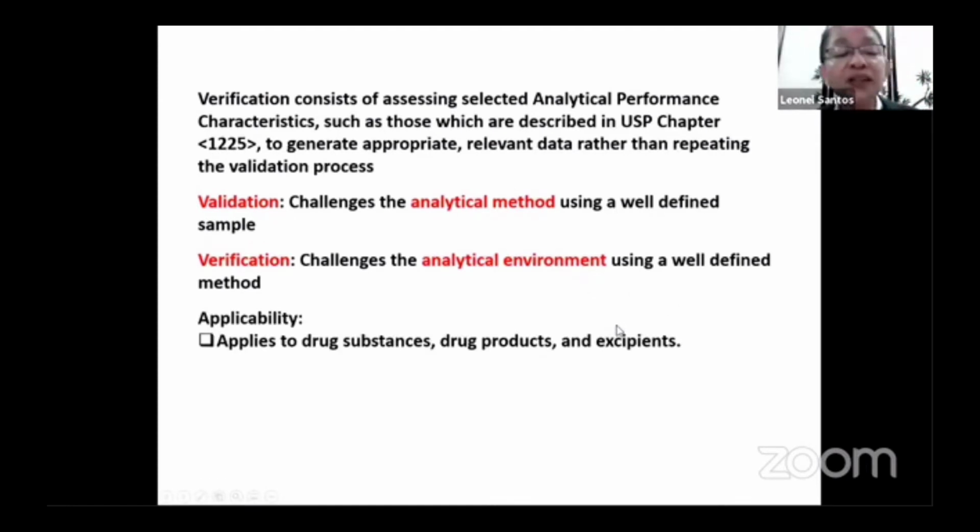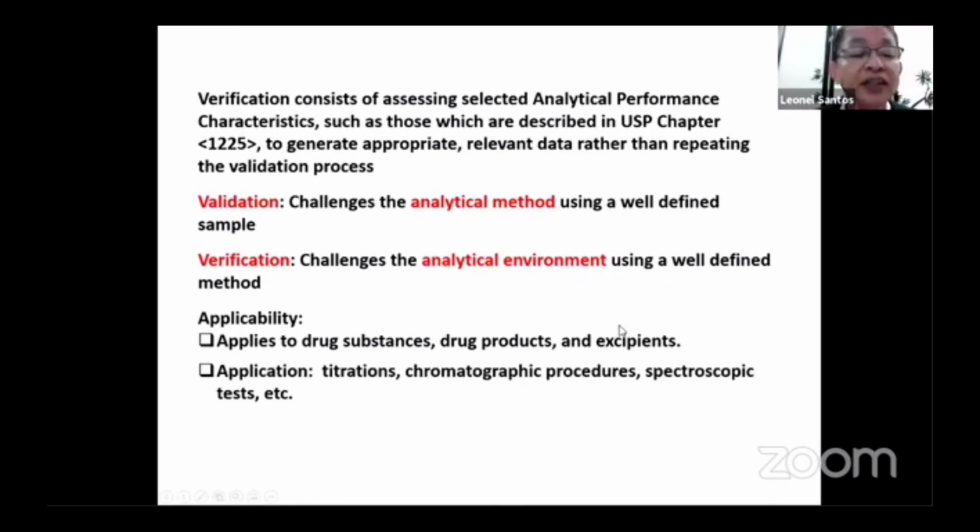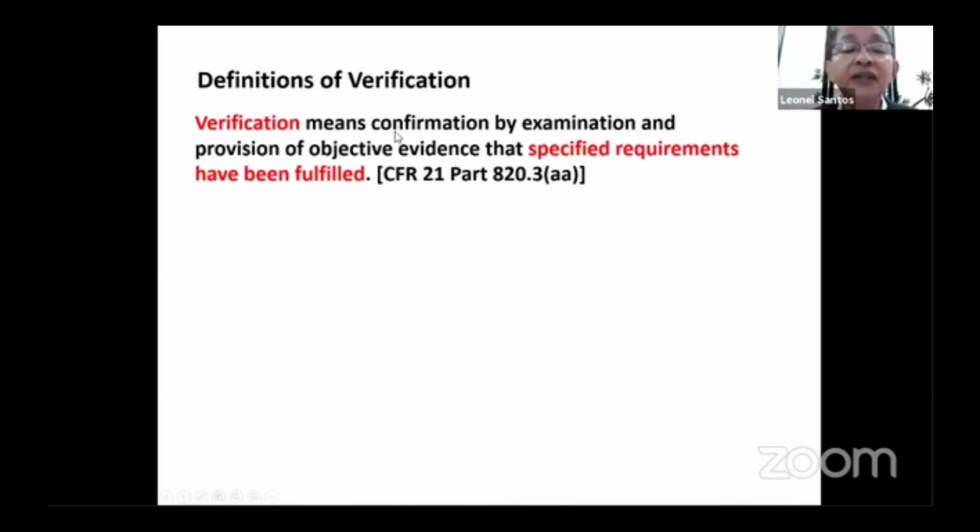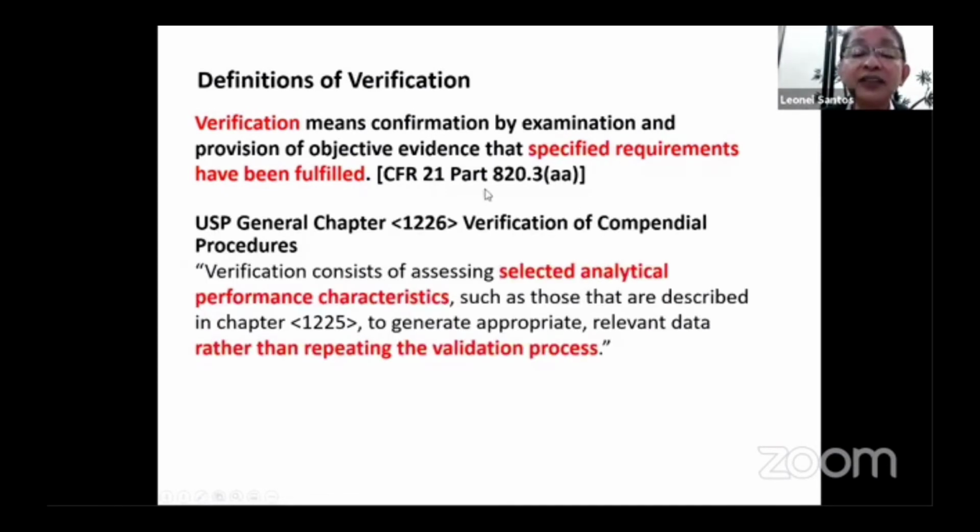So the applicability would be for drug substance, drug products, and excipients. The application can be on different analytical methodologies: titration, chromatographic, spectroscopic. And the definition of verification is the confirmation by examination and provision of objective evidence that the specified requirements have been fulfilled. Okay, and requirements, this is based on the Code of Federal Regulation.